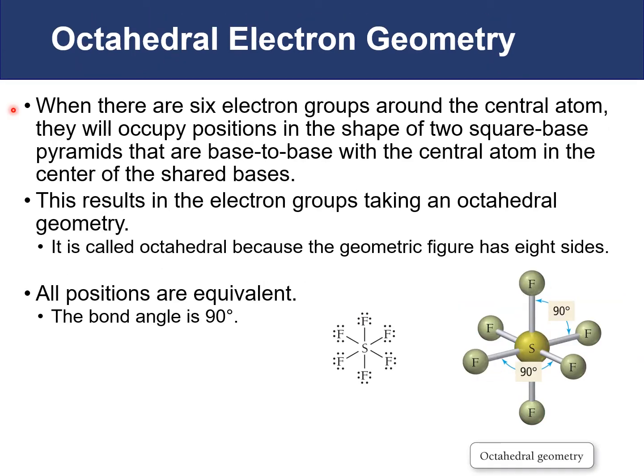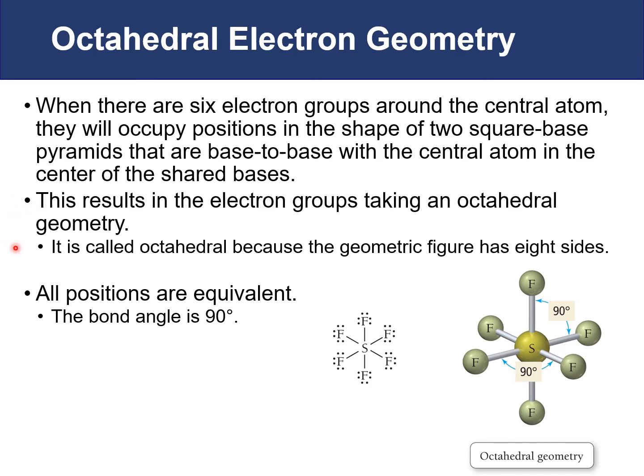Finally, when there are six electron groups around the central atom, they will occupy positions in the shape of two square-based pyramids that are base to base with the central atom in the center. So you would have two pyramids, one on top between this fluorine in this example, this fluorine, this fluorine, this one, and this one. Going up, that would make one pyramid on top, one on the bottom, and they share this square on the bottom. This results in an electron group taking on an octahedral geometry.